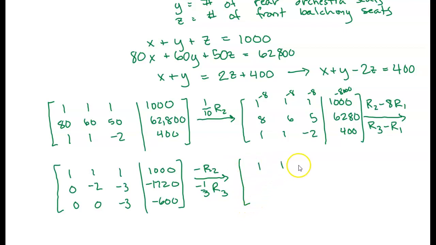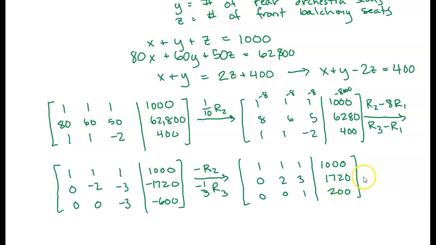I'm not touching row 1 at all, so I'm just going to copy it as is. And then I'm just changing the sign of everything in row 2. This becomes 2, 3, and 17, 20. And then I'm going to multiply row 3 by -1/3. That gives me 0, 0, 1, and -1/3 of -600 gives me 200.